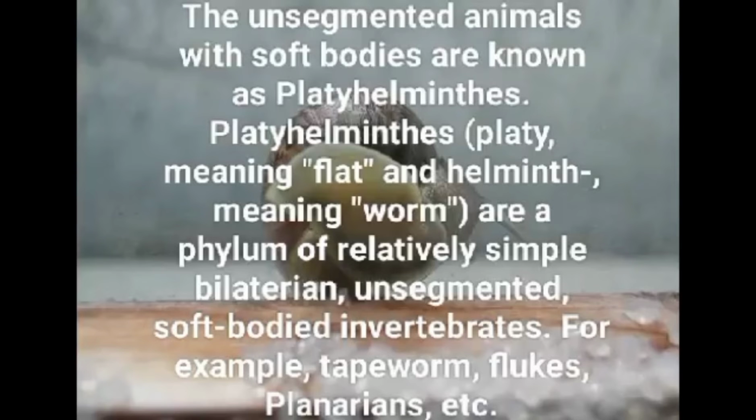The unsegmented animals with soft bodies are known as platyhelminths. Platyhelminths, platy meaning flat and helminth meaning worm, are a phylum of relatively simple bilaterian, unsegmented, soft-bodied invertebrates. For example, tapeworms, flukes, planarians, etc.